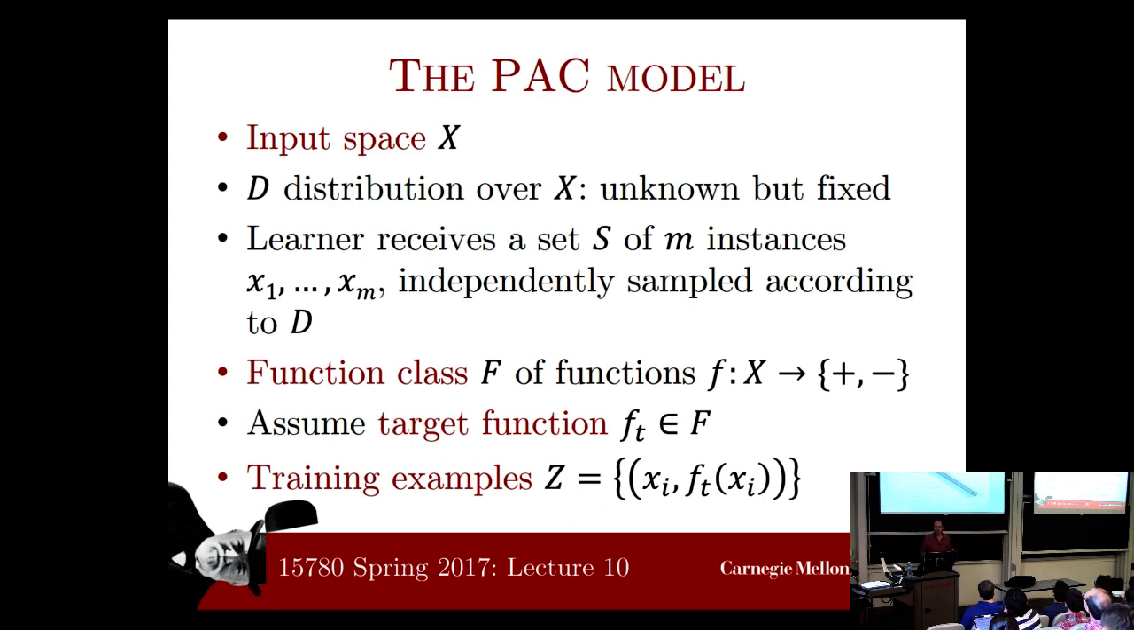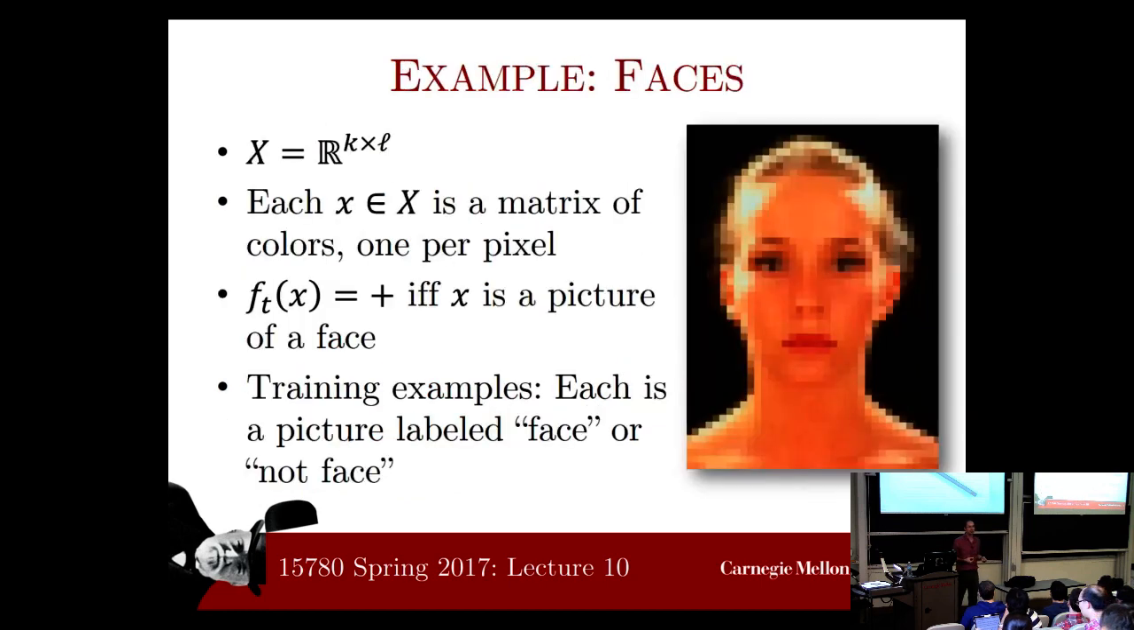And then the training examples are going to be a set z. It consists of the input points, the xi's that we sample from our distribution. And for each one of them, we have its true label, f sub t of xi. Right? So f sub t is the target function, the truth that we're trying to learn. And what we're getting is, for each one of the m points that we sampled, a pair that consists of that point and its true label, plus or minus, according to the target function.